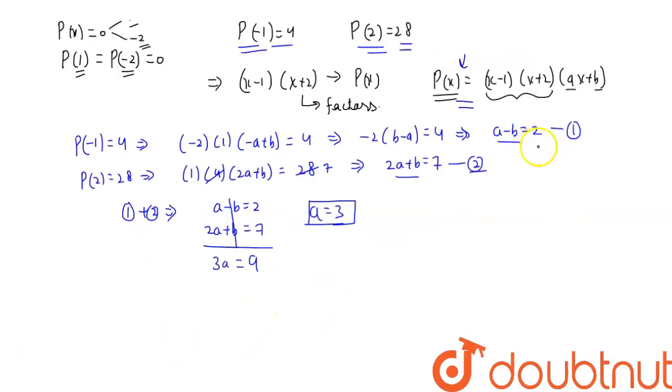Now we are going to find the value of b by using this equation 1. So from this equation 1 the value of b would be a minus 2. So we are going to put this a as 3 in this equation, and we get the value of b as 3 minus 2 that is 1. So we have also got the value of b as 1.